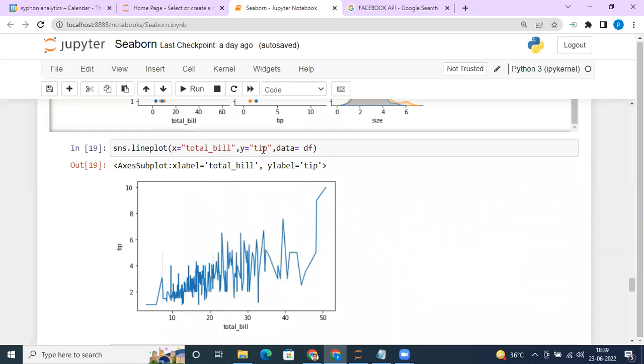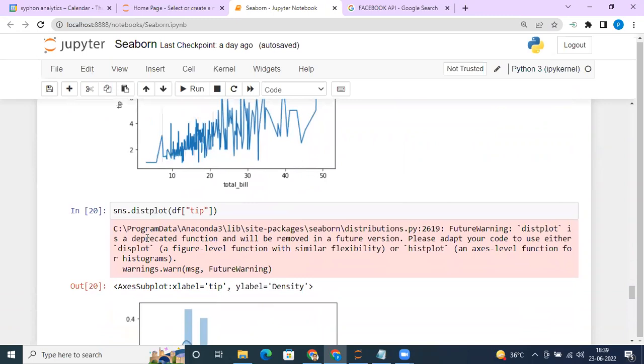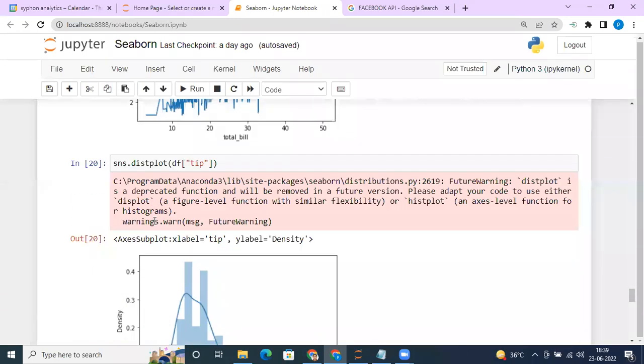Then we saw what a line plot is, and we discussed when the line plot should be used: when on the x-axis you have some trend data, like year or date or month. For that purpose the line plot is better, not for this kind of plot that we are seeing right now. And then we saw how we can obtain the histogram with the help of the distribution plot.